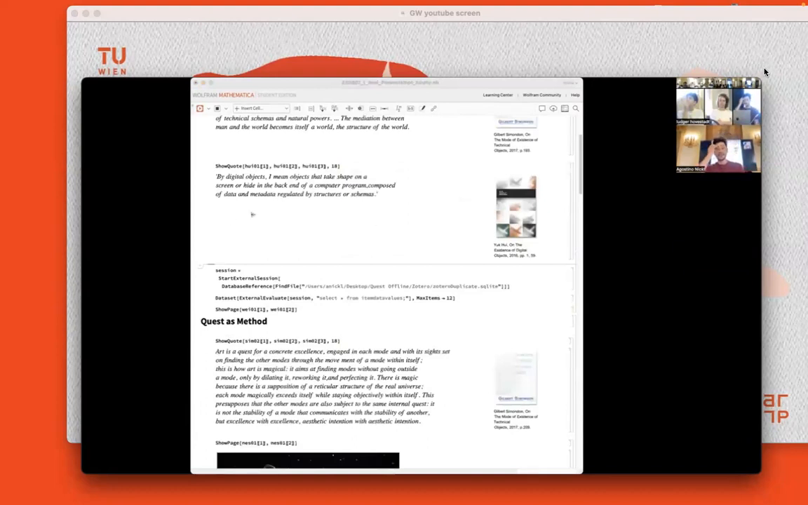And then similarly, Yuk Hui invites us to think of digital objects along similar lines. He writes, "By digital objects, I mean objects that take shape on a screen or hide in the back end of a computer program, composed of data and metadata and regulated by structures or schemas." And he especially has relational databases in mind.